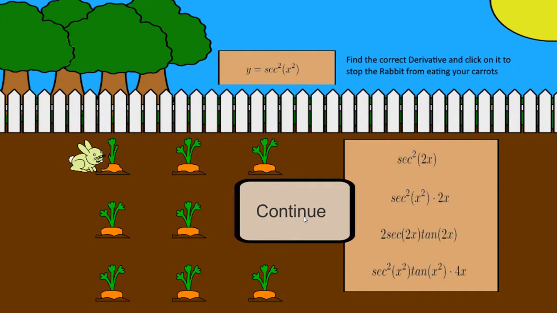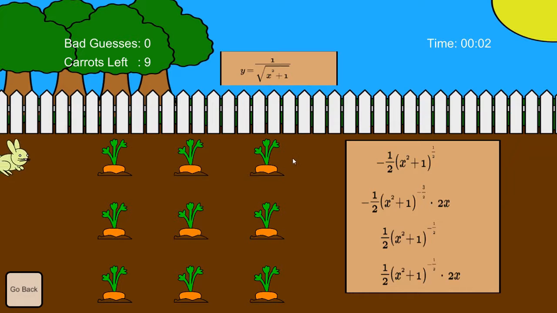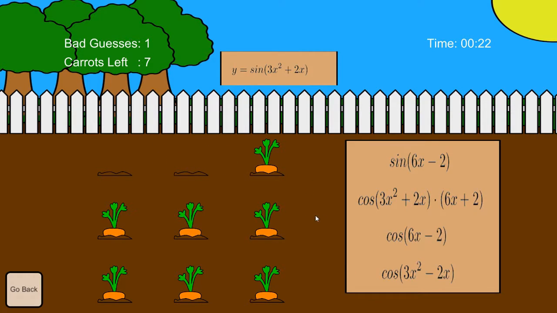So here's a little sample of that. So we have 1 over the square root of x squared plus 1. So the solution to that would be, let's see, it's going to be to a negative 1/2, I believe, times 2x. Nope, my mistake. There we go, it's negative.